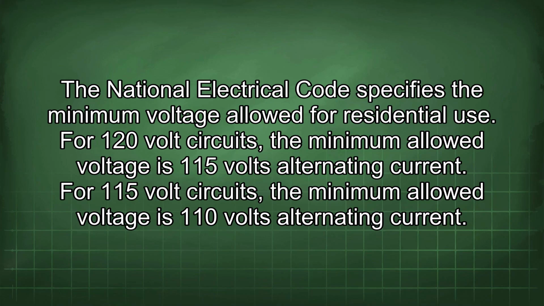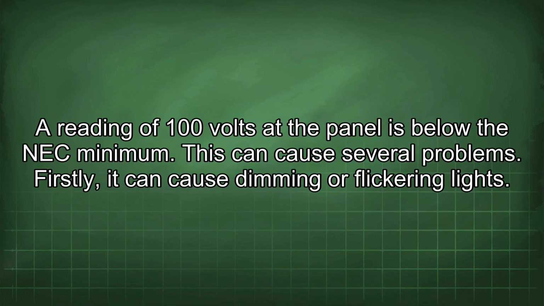The National Electrical Code specifies the minimum voltage allowed for residential use. For 120-volt circuits, the minimum allowed voltage is 115 volts alternating current. For 115-volt circuits, the minimum allowed voltage is 110 volts alternating current. A reading of 100 volts at the panel is below the NEC minimum.